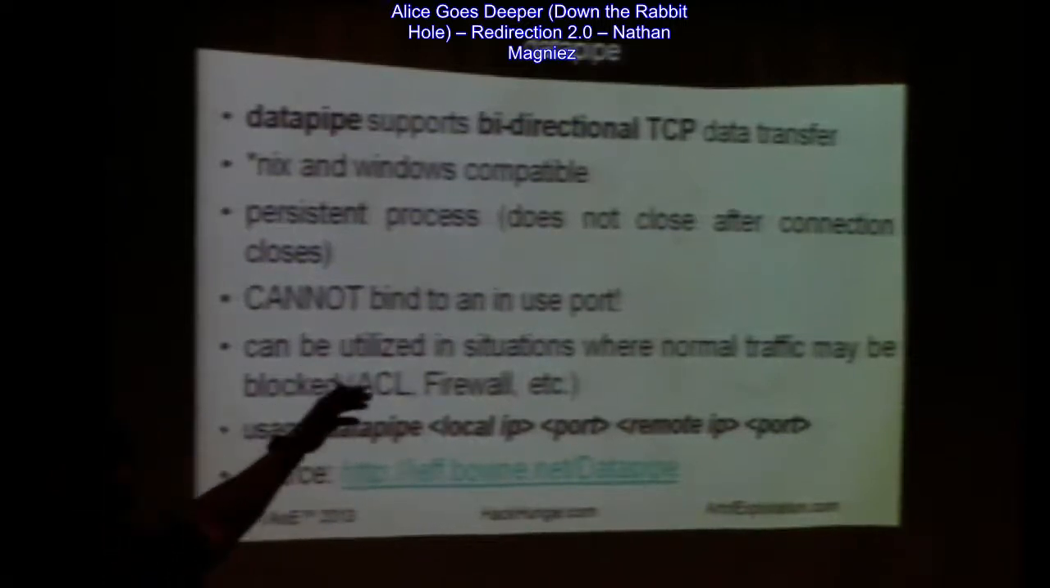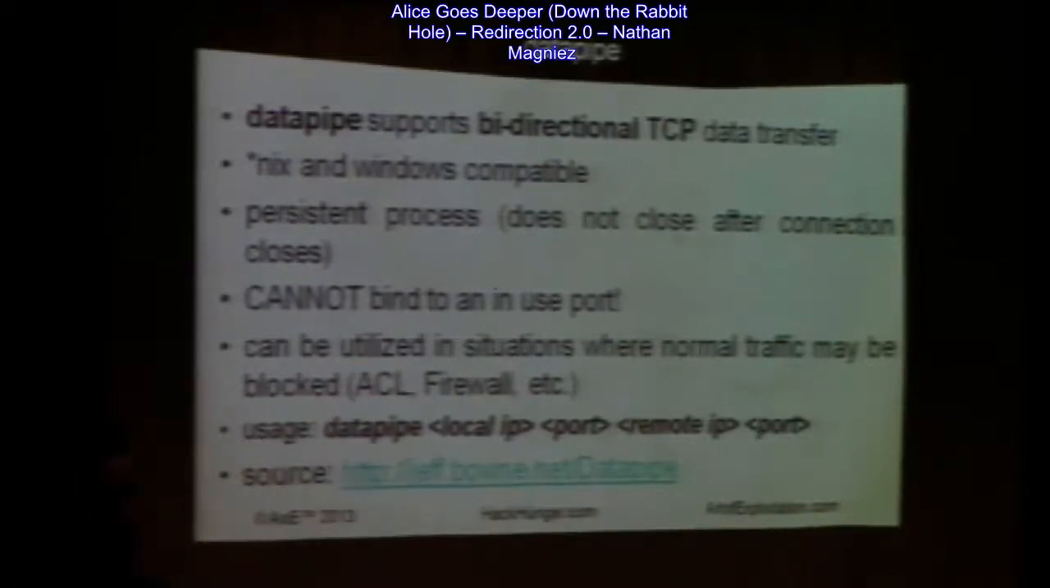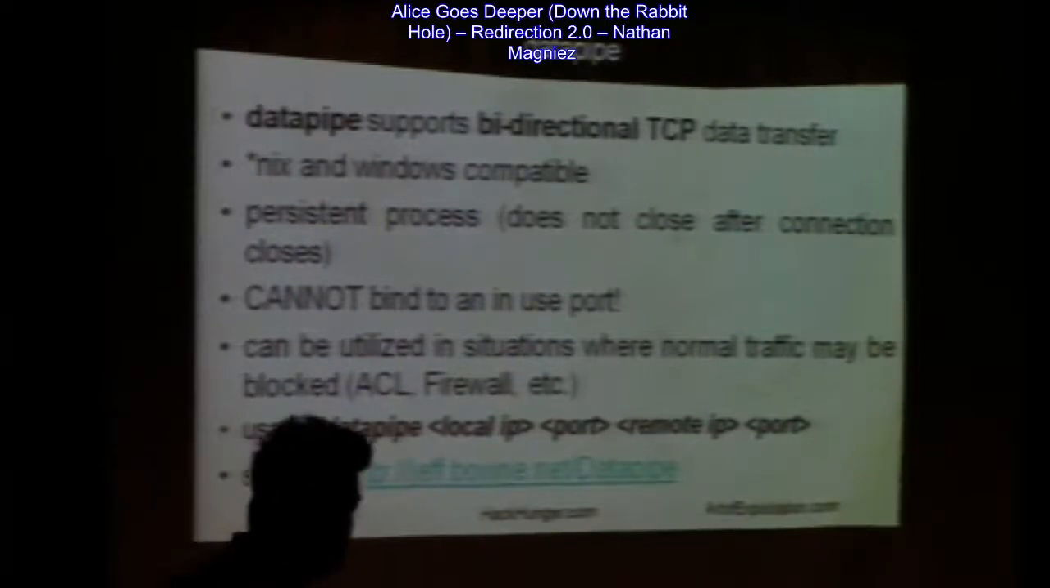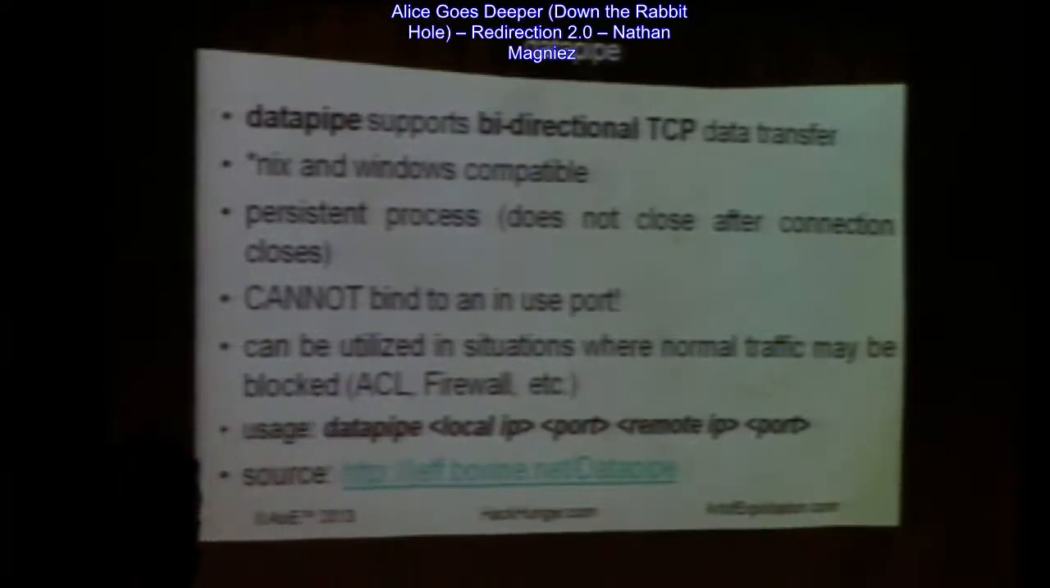And we use this, just like we talked about, to remain anonymous, and in those situations to redirect around firewalls or security controls to get to your end target. The usage is pretty simple. It's down here at the bottom, but I'll cover it more in the next slide. It's originally from jeffbovine.net/datapipe.